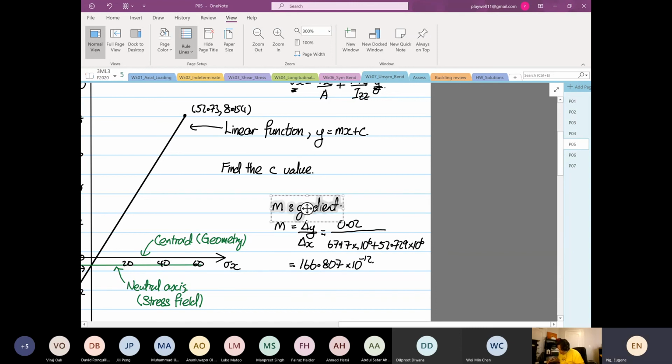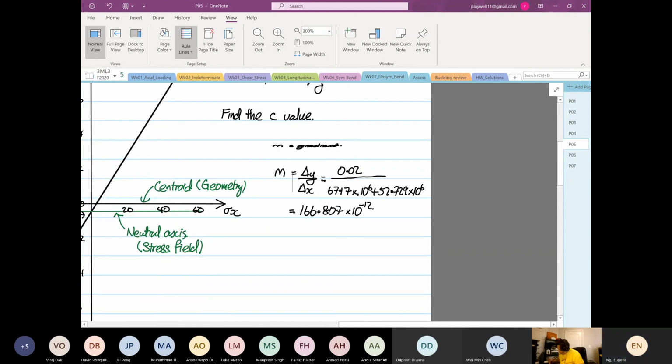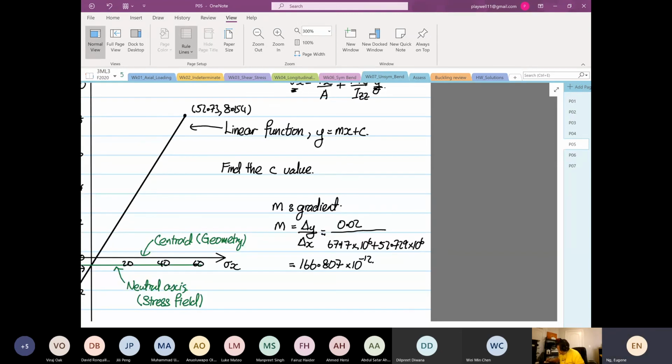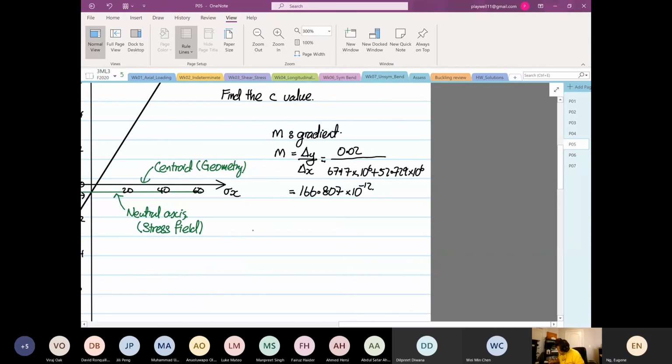Okay, so we know that this is equal to y, because it's a positive slope. So this is stress x, right? Then plus the c value. So c is what we want to find. The next thing we need to do is substitute x. We substitute stress x equal to 52.729 times 10 to the power 6.